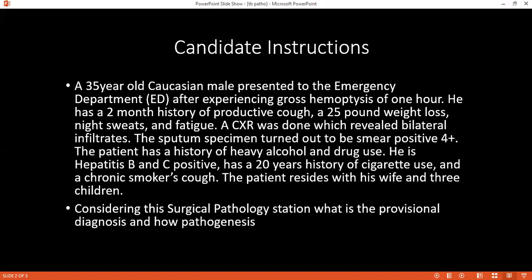Right. So if you have read and understood, considering the surgical pathology station, kindly tell me what differential diagnoses you will consider for this particular patient? My differential diagnoses are tuberculosis of lung, lung carcinoma, lymphoma. Okay. Good. How would you confirm your diagnosis? What investigations would you ask for?